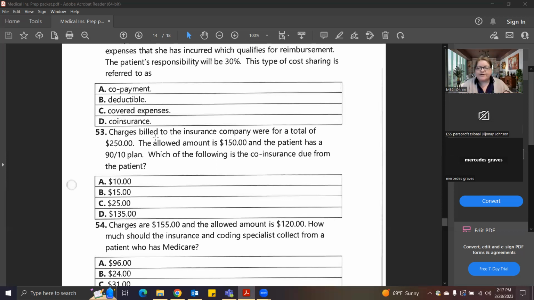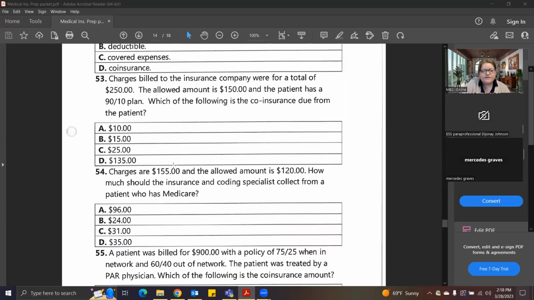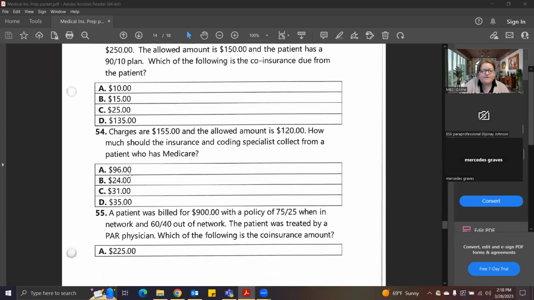Feel free to use a calculator. But a quick and easy way to figure that out is there's 10 tens in 100. 135? No, ma'am. 10%. So you take $150 and divide it by 10. 15. Correct. $15. Yep. All right. Very good.